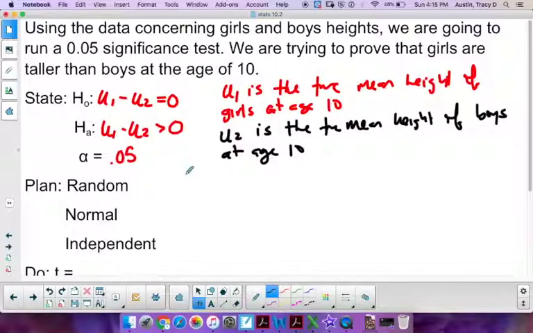Now I know some of you are probably wondering, can I go ahead and combine them into one statement? Yeah, it's just got to be written very specifically. Mu1 minus mu2 is the true difference. You have to put the word difference first, because it's not the mean of a difference, it's the difference of means. So you'd have to put the word difference in front of the word mean this time. Mu1 minus mu2 is the true difference in the mean heights of girls and boys at age 10.